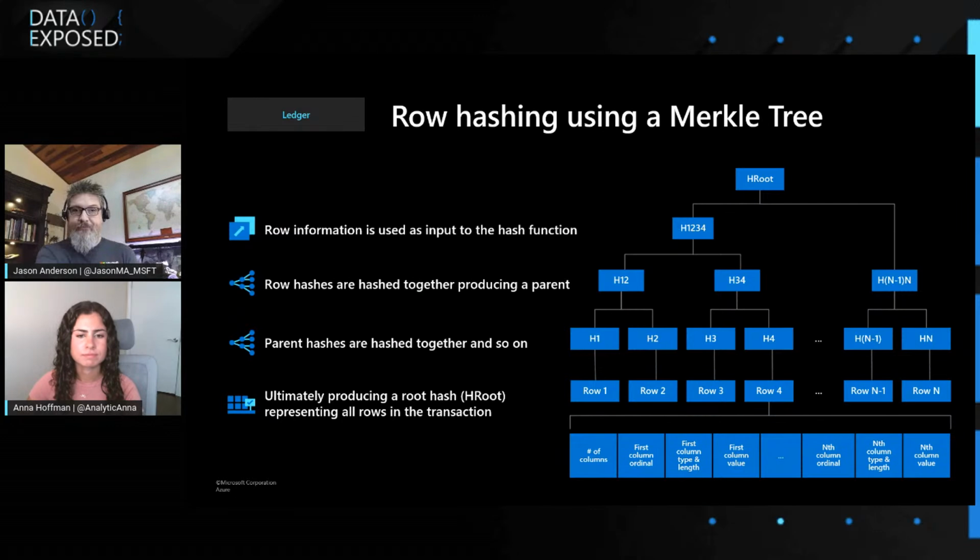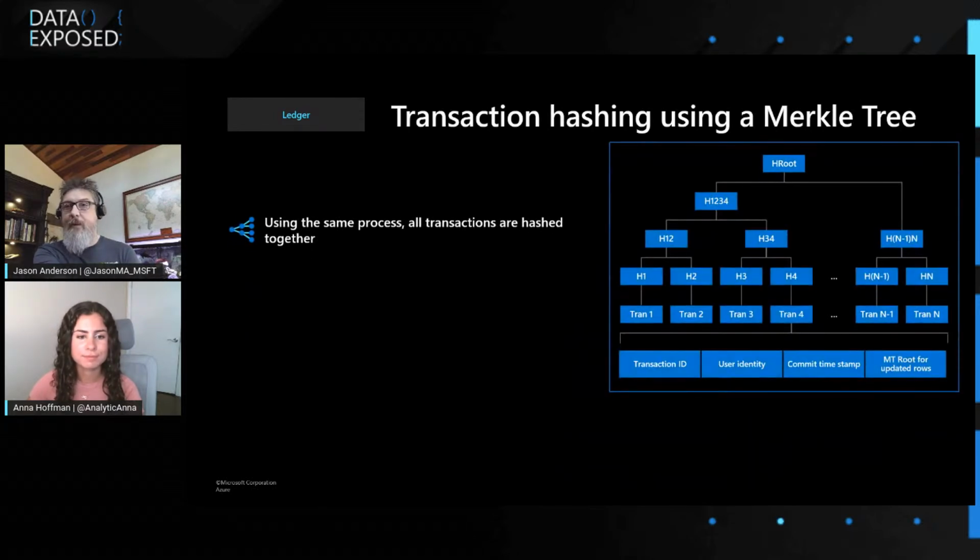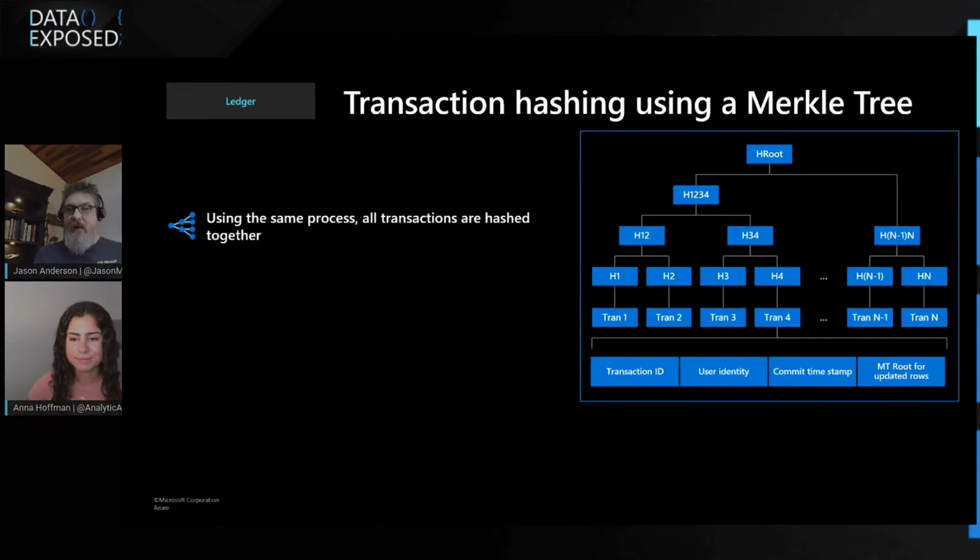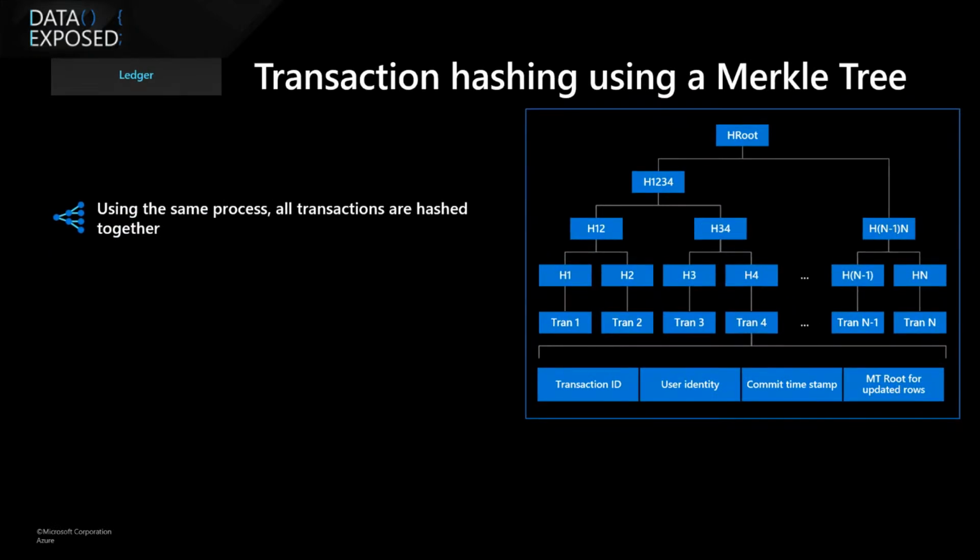Now, what we do with this root hash is we then use it for transaction hashing. So let's go to the next step here and then talk about what happens there. So each transaction itself, using that previous root hash for the transaction, again, we go through the same process for all of the transactions that are happening within a given period of time.